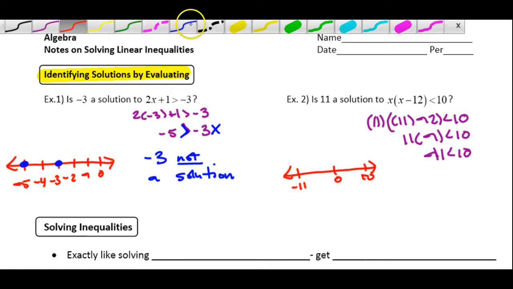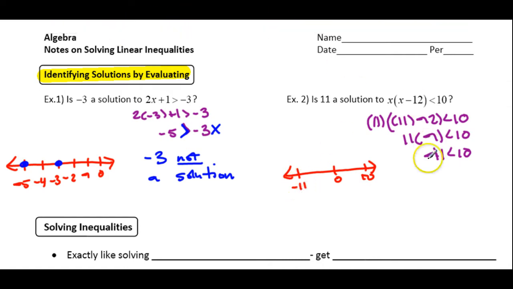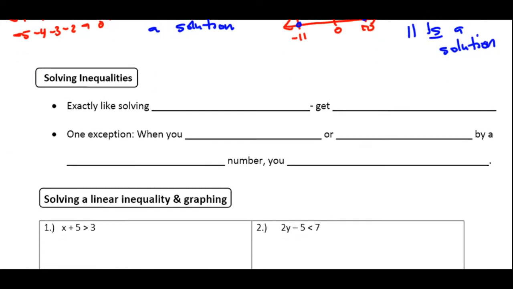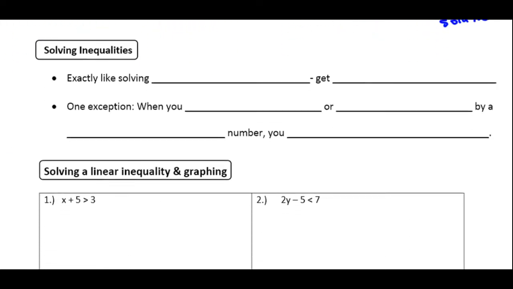So let's look at what this is saying now. This is now saying negative 11 is less than 10. Well, 10's here, negative 11's here. Is this less than this? It's much less. This statement is true, so that means 11 is a solution. Okay, so it's just like equations, you just got to read that sign more carefully. Okay? Alright, so now let's get into solving inequalities.